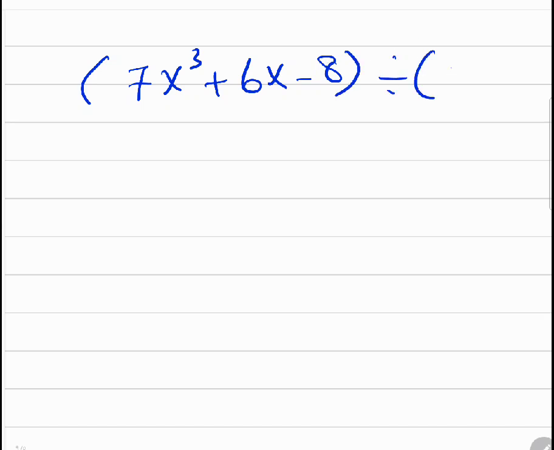plus 6x minus 8 divided by x minus 4. Now this one is a little different than the last three problems. So go ahead and try this problem, but be careful. So once again, if we set x minus 4 equal to 0 and add 4 to both sides, x will equal 4. So let's put a 4 on the outside. Now what are the coefficients that we need to write for this problem?